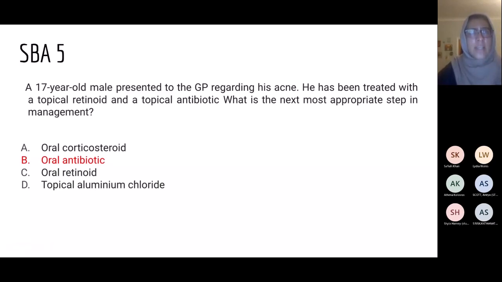With acne in particular, it's quite important that you don't take any form of antibiotic on its own. So if you're going to give someone an oral antibiotic, you're going to want to give them something topical alongside it, either a topical retinoid or a topical benzoyl peroxide as well.